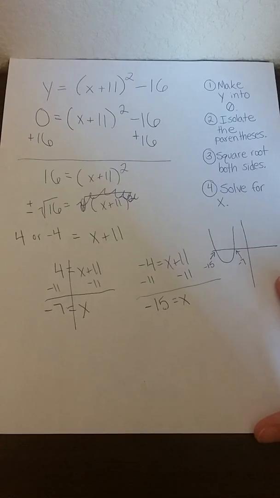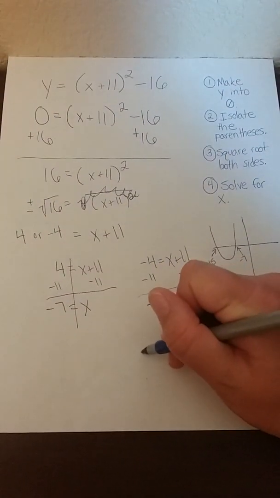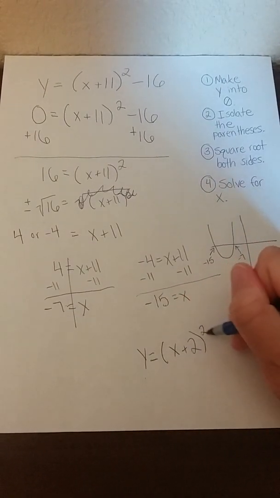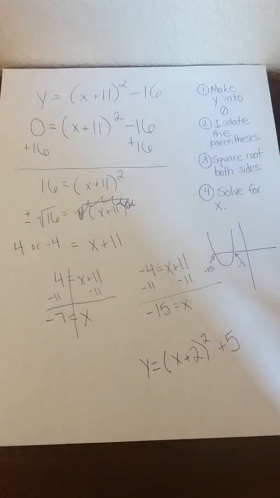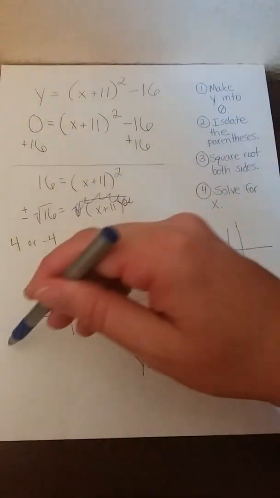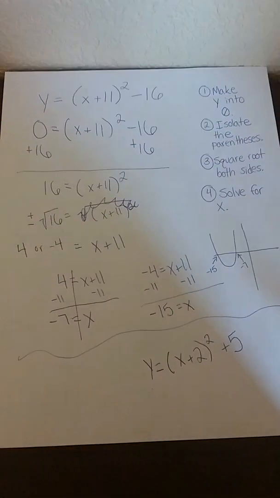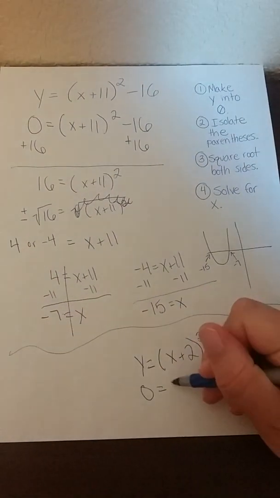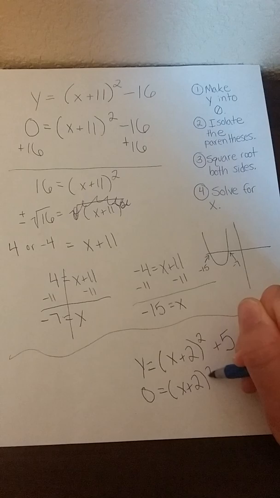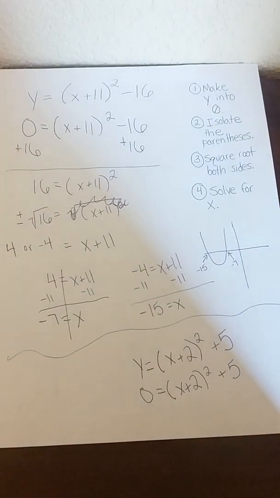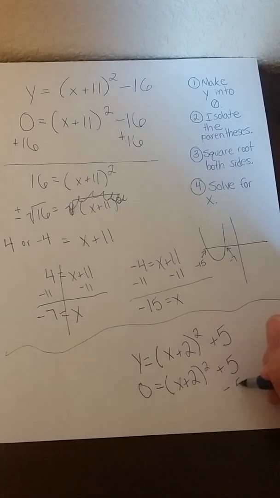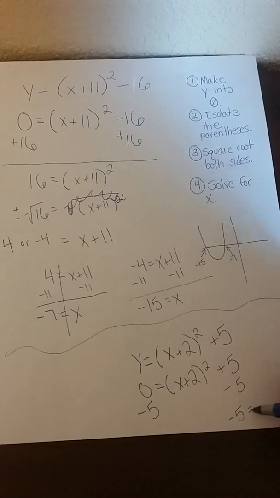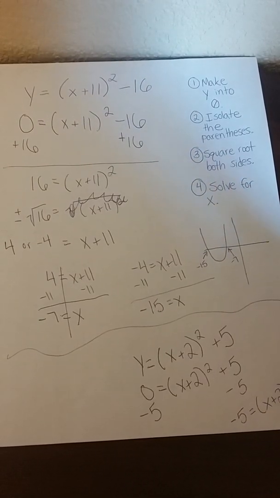I'm going to show you an example where you would have no x-intercepts. Let's say we had this, y equals x plus 2 squared plus 5. Okay, so this is your problem. We're following these same steps. So we're making y into 0. So this is 0 equals the quantity x plus 2 squared plus 5. And then I'm subtracting 5 on both sides to get my parentheses alone. And now I'm at negative 5 equals the quantity x plus 2 squared.